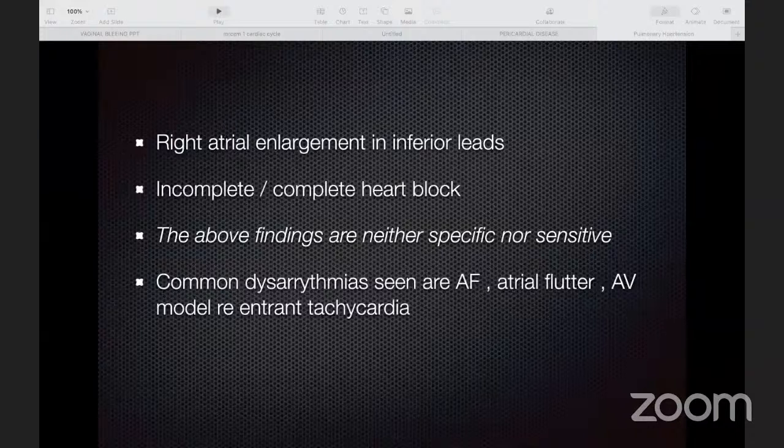The common dysrhythmias or arrhythmias seen in pulmonary hypertension are AF, atrial flutter, and AV nodal re-entrant tachycardia. Atrial fibrillation, if found, could be leading to mortality, because the arrhythmia associated with higher mortality is atrial fibrillation.